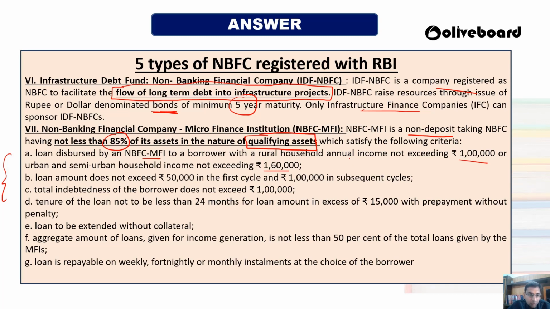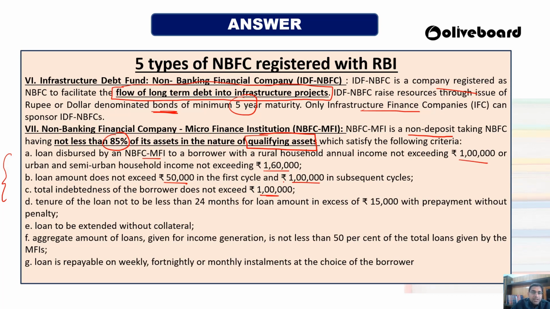Then only you can give the loan from here, right? And if the loan amount does not exceed rupees 50,000 in the first cycle and rupees 1 lakh in the subsequent cycle. So certain criteria and certain limits are being put over there. Okay, and the total indebtedness of the borrower does not exceed 1 lakh.